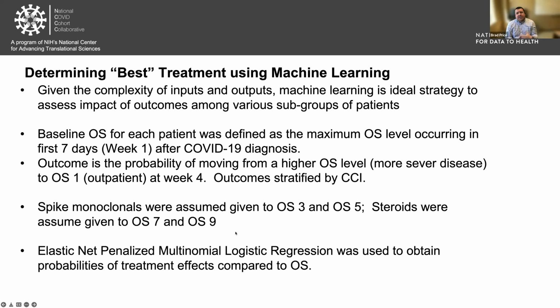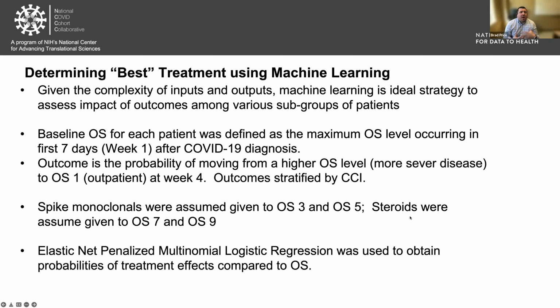Now, after talking to clinicians, and I talked a little bit about the team science before, after talking to some clinicians early on in this process, what we wanted to do was look at standard of care. So in this model, what we've tried to build in is a standard of care metric. If a patient begins in week 1 in OS3 or OS5, so hospitalized and on oxygen, we assume spike monoclonals were given, okay? If they're on OS7 or OS9, so mechanical ventilation, and in this case, OS9 is organ support and pressors, what we assume is steroids were given, all right?